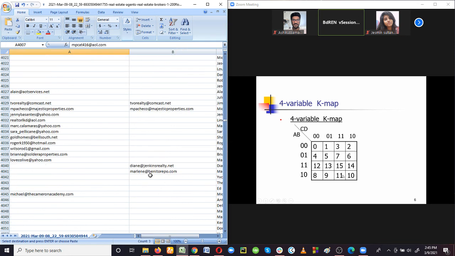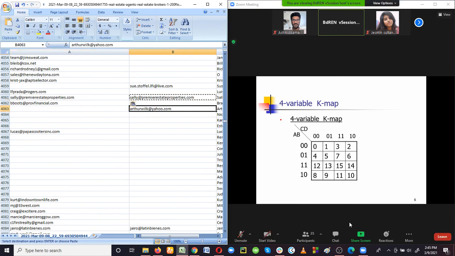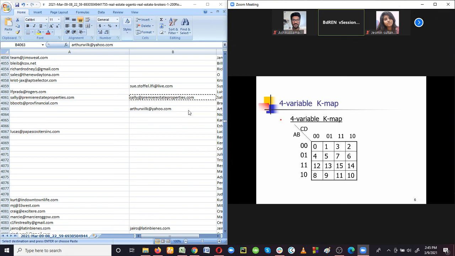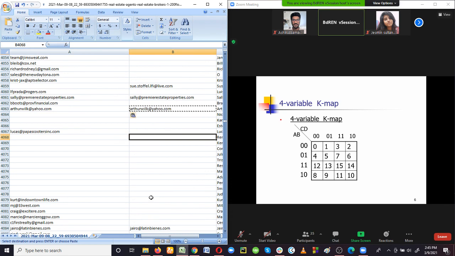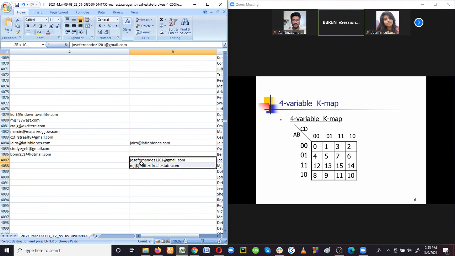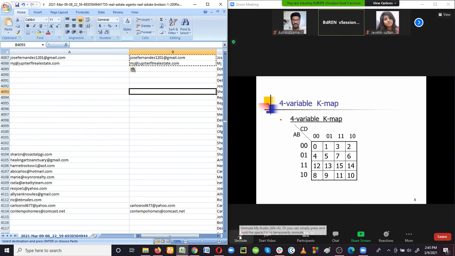Like this way, how many cells will there be for 4 variables? 16, because we follow 2 to the power n. Very good, Ashikujaman. 2 to the power n equals 2 to the power 4 equals 16. That's why there are 16 cells.